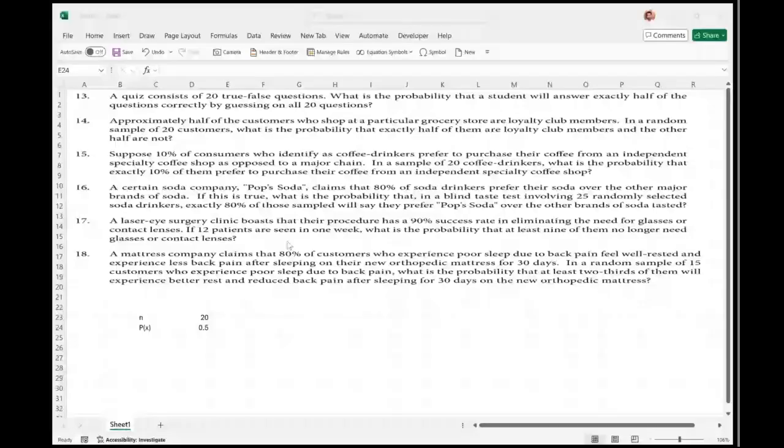In today's class, I'm going to try and simplify some of the questions on the binomial distribution. And these are the questions in front of you. We'll try and solve these questions. So in the very first question, we are given a quiz consists of 20 true and false questions.